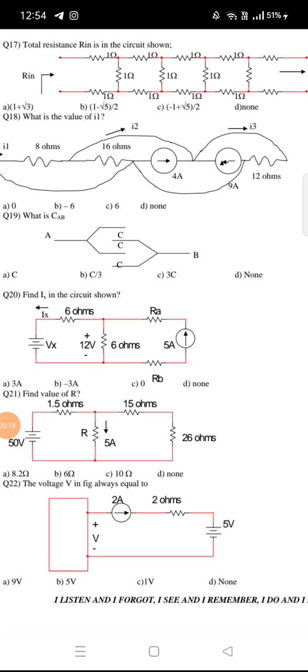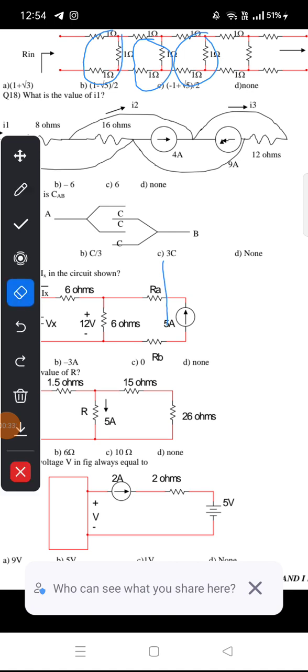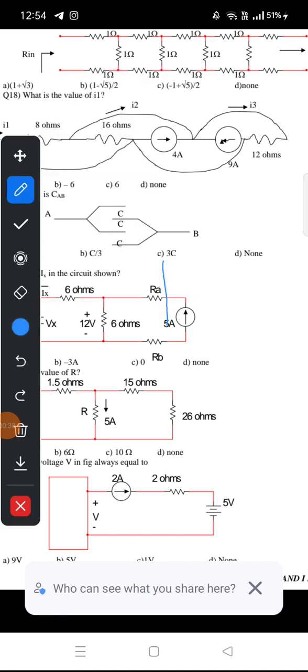Okay, see here, this is repeated, that means this series combination 1 ohm, 1 ohm, 1 ohm is repeated, right? That means this circuit can be redrawn like this. Okay, that is 1 ohm, 1 ohm, here 1 ohm, right? Here 1.